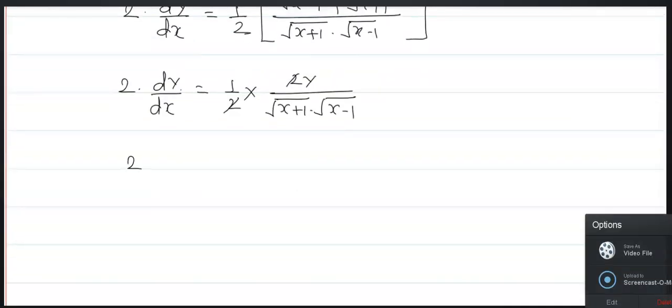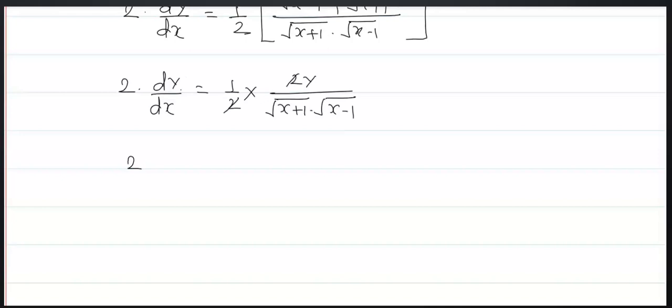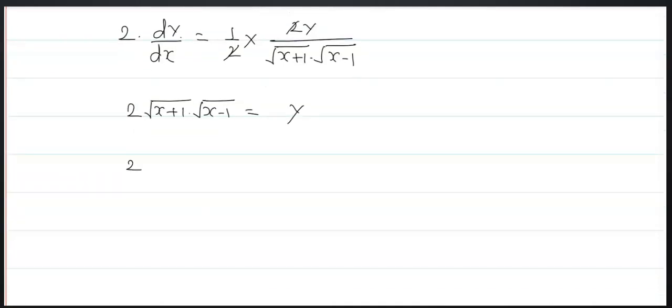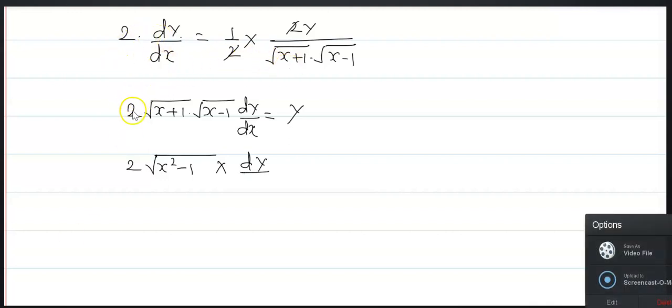This is important. What is the value of y? The value of 2y is the root of x plus 1 plus the root of x minus 1. That's why we have substituted 2y here. Now these 2 get cancelled and you are getting 2. This we have substituted a value. And again, what is the y? See this here, that is 2 into the root of x plus 1 into the root of x minus 1 is equal to 1. Next, the root of x plus 1 into the root of x minus 1 is nothing but x square minus 1, into dy by dx is equal to 1.